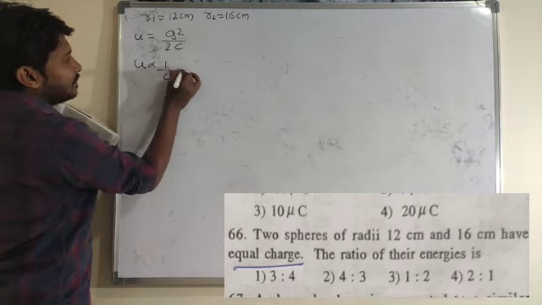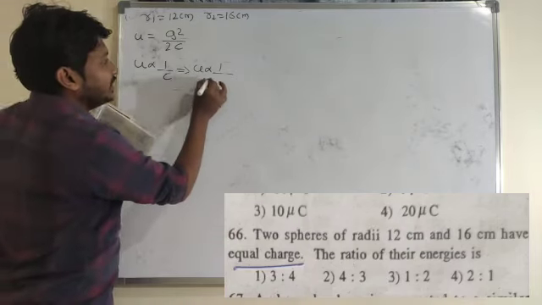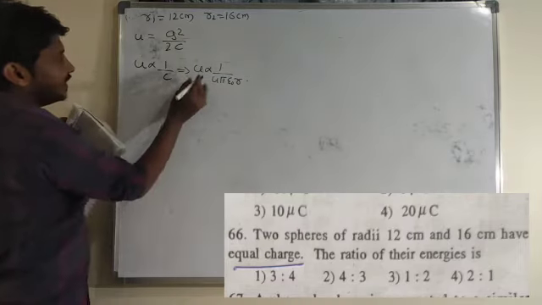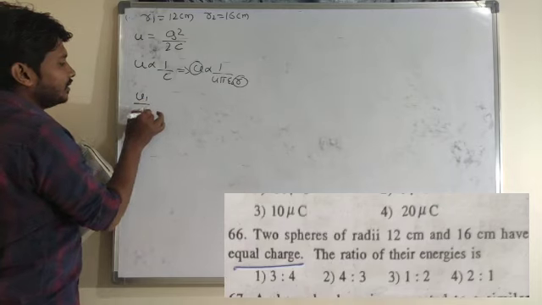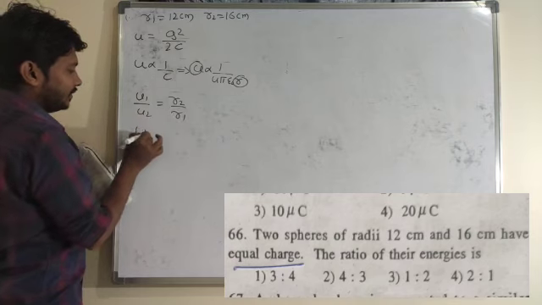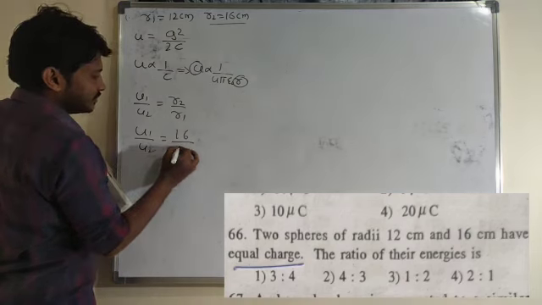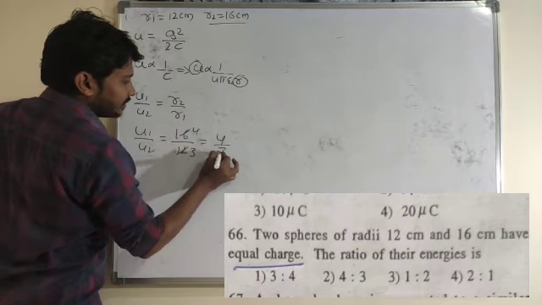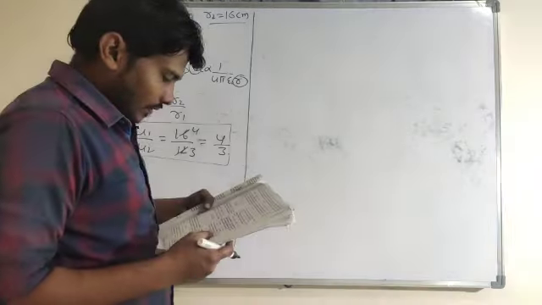Energy is inversely proportional to capacitance, so for a sphere, the capacitance of an isolated sphere is C equal to 4 pi epsilon naught into r. So the formula is: U is inversely proportional to r for the same charge. So u1 by u2 is equal to r2 by r1. R2 value is 16 and r1 value is 12. So what is our answer? The ratio is 4:3 here. So hope you are understanding. Okay, we'll look at the next one.